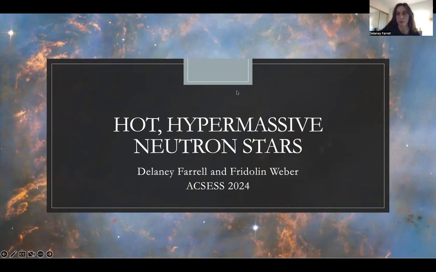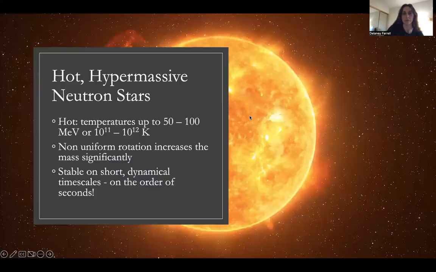Today, I'm going to be talking about a project that we've been working on that models hot hypermassive neutron stars. So this project specifically focuses on modeling neutron stars in very unique conditions, namely when they're hot and hypermassive. Following an extreme astrophysical event like a binary system of neutron stars merging, a remnant neutron star can form that is much hotter than a quote unquote typical neutron star. With temperatures up to 50 or 100 MeV, this translates to billions of degrees in Kelvin.